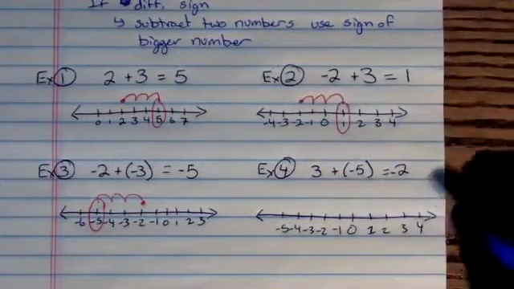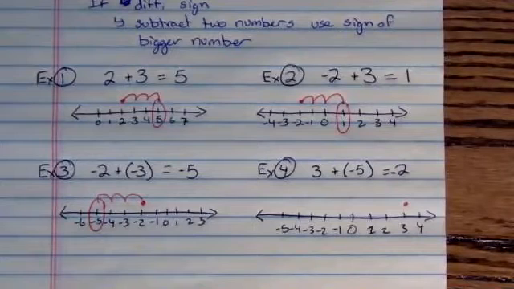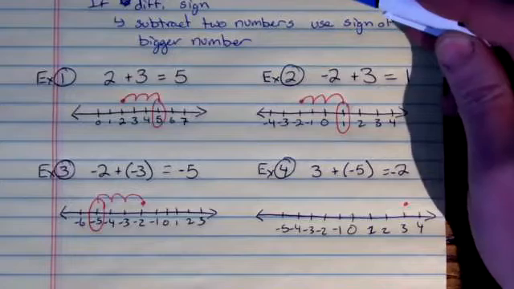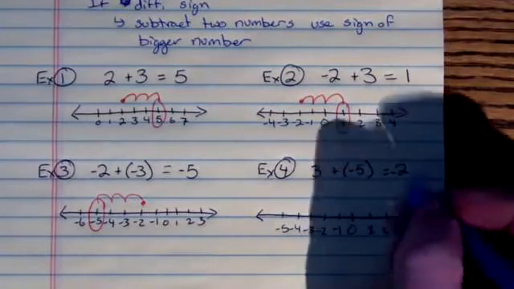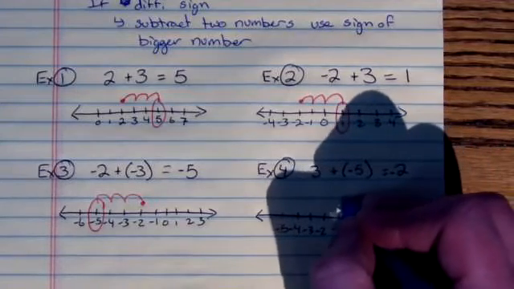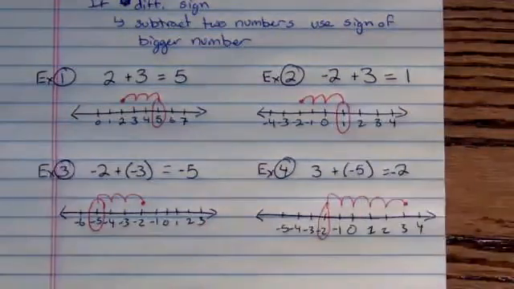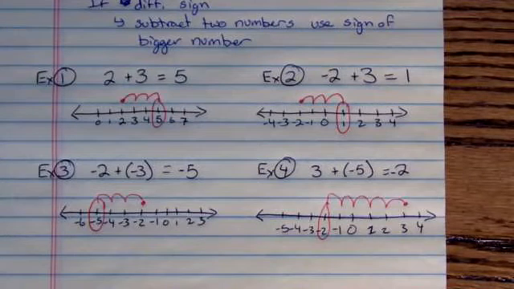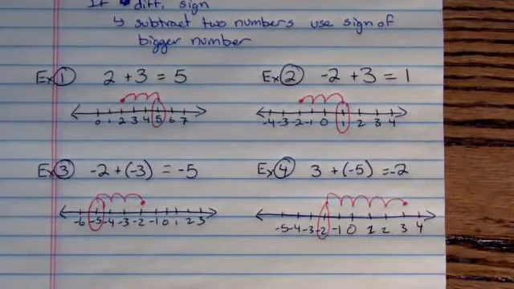Our first integer is 3, so we're going to start at 3. And then we're going to add -5. Well, if we remember, looking at our rules, look back at the top, if adding a negative, we're going to go left. So we're going to go left 5 spots. Ready? 1, 2, 3, 4, 5. And we end up at -2. So this confirmed on our number line, 3 plus -5 is a -2.